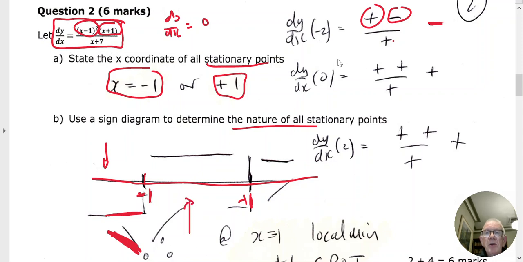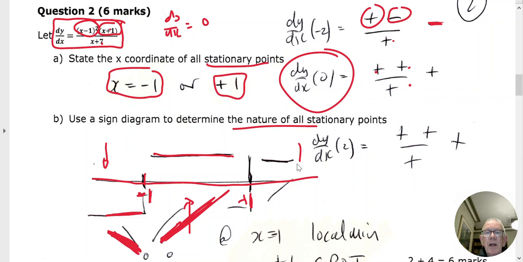In between, I'm using 0. So that's 0, that's negative 1 squared, which is positive. 1 is positive, divided by 7 is positive, so that's all positive. So I can have my line up here, or I can draw a line like that. I don't mind which you do.